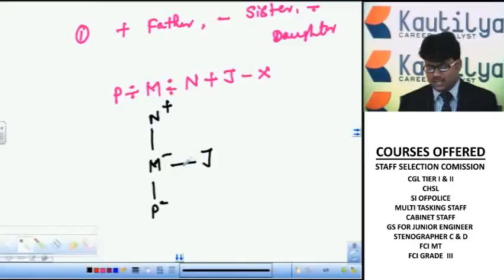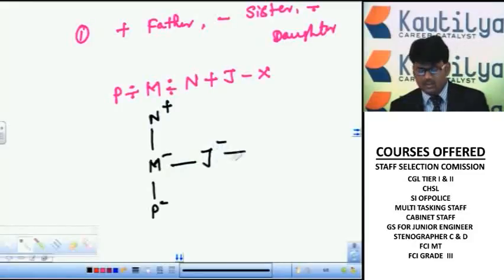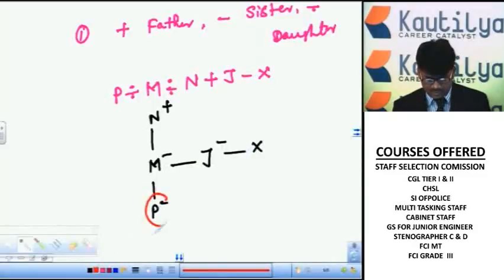Next, J minus X. Minus denotes sister. J is a female person, and X we denote as a sibling of J in a horizontal line. The question is: how is P related to X? P is the question mark from X. We should identify how P is related to X.